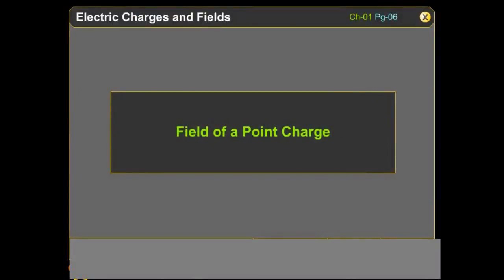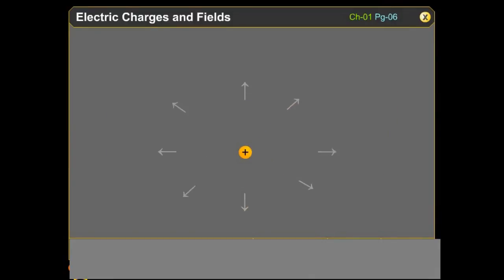Electric field. Field of a point charge. In this animation, each arrow indicates the electric field, that is, the force acting on a unit positive charge placed at the tail of the arrow. Connect the arrows pointing in one direction and the resulting figure represents a field line.